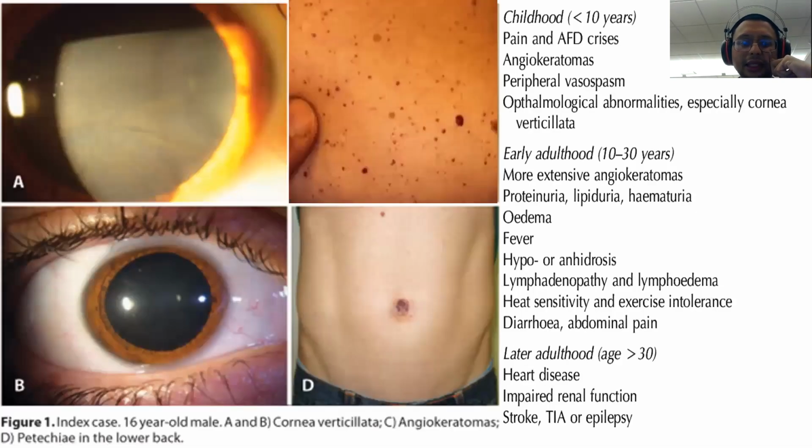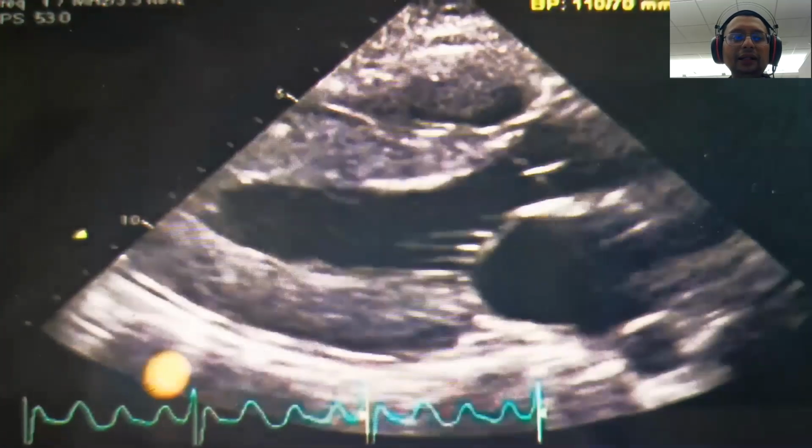Okay, so this is an example of the angiokeratoma there, and that is the whorl-like appearance of the cornea. They can have pain, and this is a neuropathic crisis. They have angiokeratoma, peripheral vasospasm. They can also have ophthalmological abnormalities. But the problem is the presentation can be very subtle. So I suggest, every time a young patient presents with left ventricular hypertrophy, just send an alpha-galactosidase enzyme level. So this is number 19.